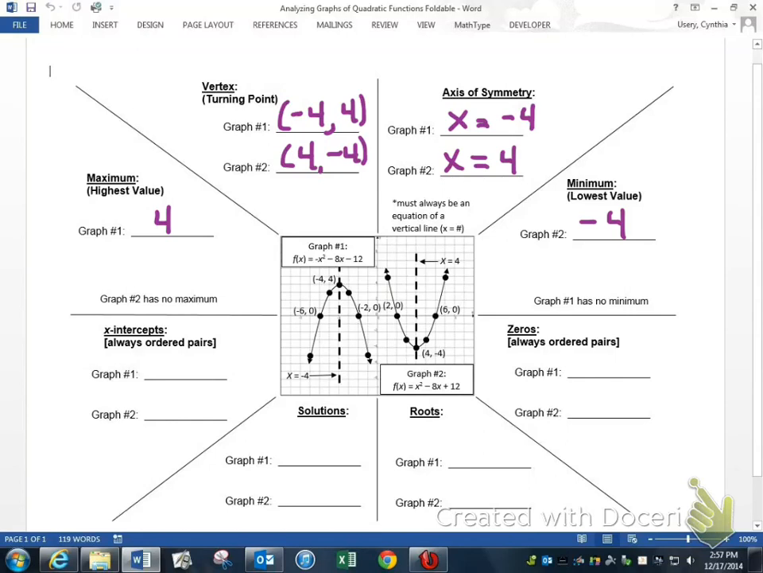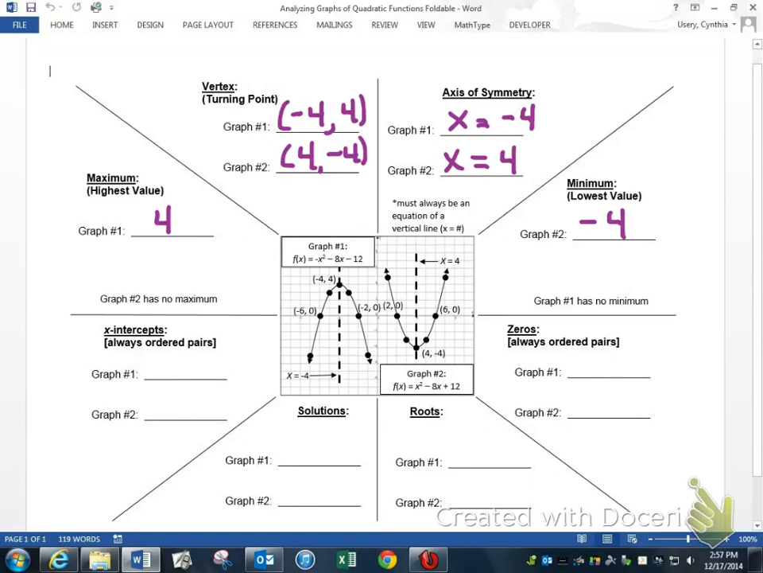Okay, the next important parts of a quadratic function are the x-intercepts, solutions, roots, and zeros. They are all the same points on the graph. They are really, really important points on this graph, and they are where those graphs cross the x-axis. Those points right there are the x-intercepts, they're the solutions, they're the roots, and the zeros. The only thing different is the way we write them.